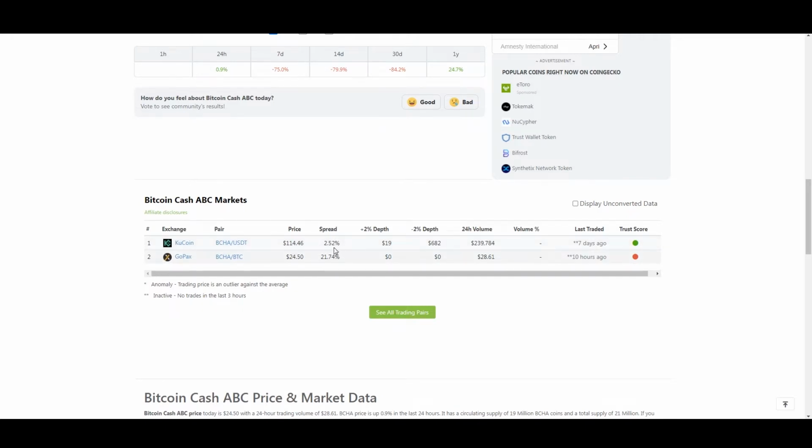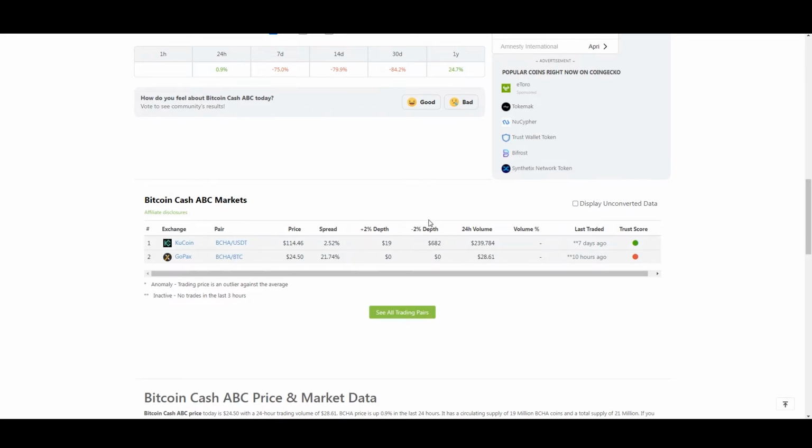You want the spread to be less than 0.1. We'll get to what the spread is, but the depth is very important, right? So this basically means if I buy $19 of this Bitcoin Cash ABC, the price will go up by 2%. If I sell $682 worth of Bitcoin Cash ABC, the price will go down by 2%.